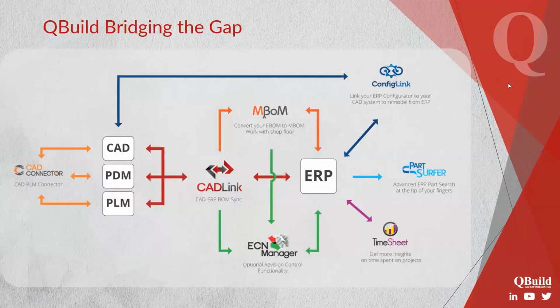Okay, so about QBuild. QBuild is a software development company that specializes in providing engineering solutions in the CAD to ERP space. What we see here is a simple map of some of our products, which all exist in the CAD, PDM, PLM systems, and the ERP. Essentially, all of these solutions facilitate communication and accurate data transfer. I'll briefly go over some of these other solutions on a high level, but today's focus is going to be about CADLink, which we see here in the center.